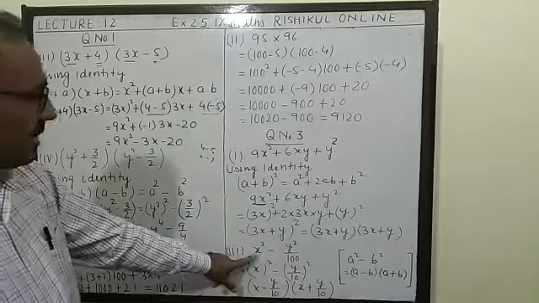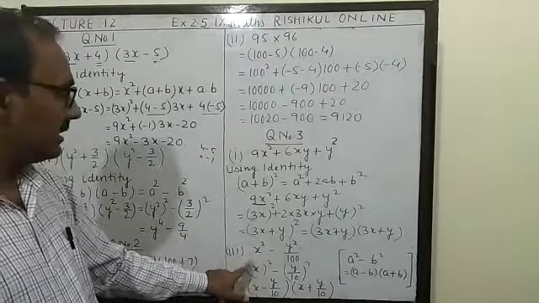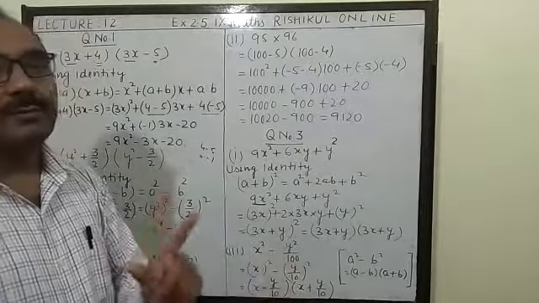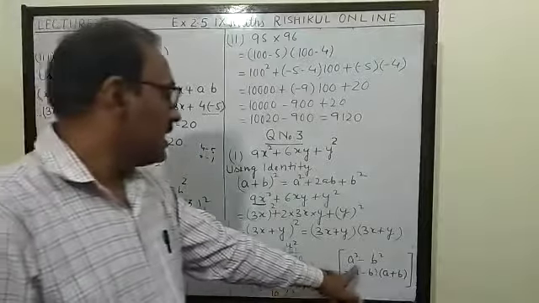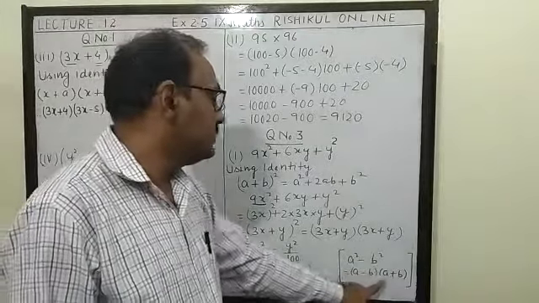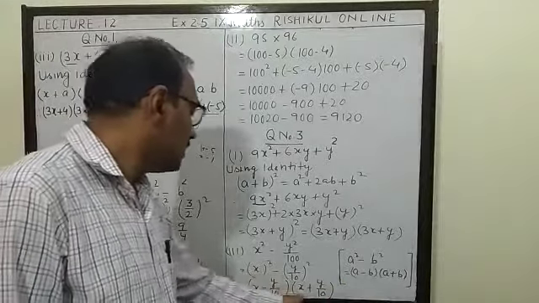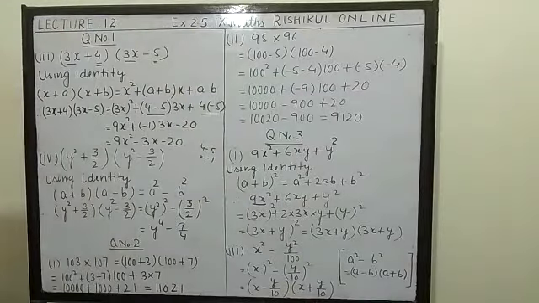So you see here, x² − y²/100. This x² you can write as x whole square, and this y²/100 as (y/10) whole square. So you use this identity, a² − b² is equal to (a − b)(a + b). So similarly you can solve all the parts of questions number 1, 2 and 3. Thank you.